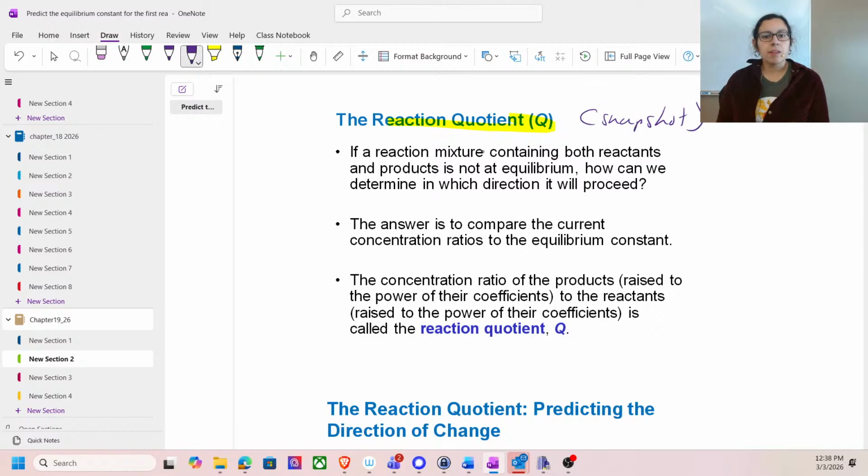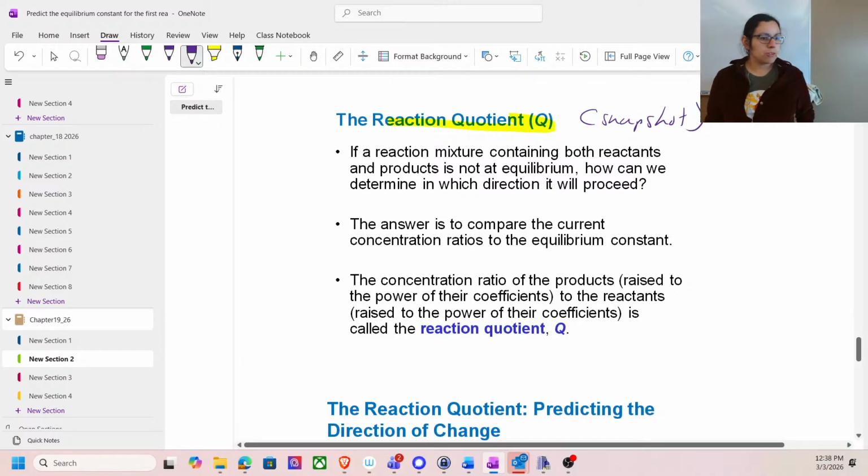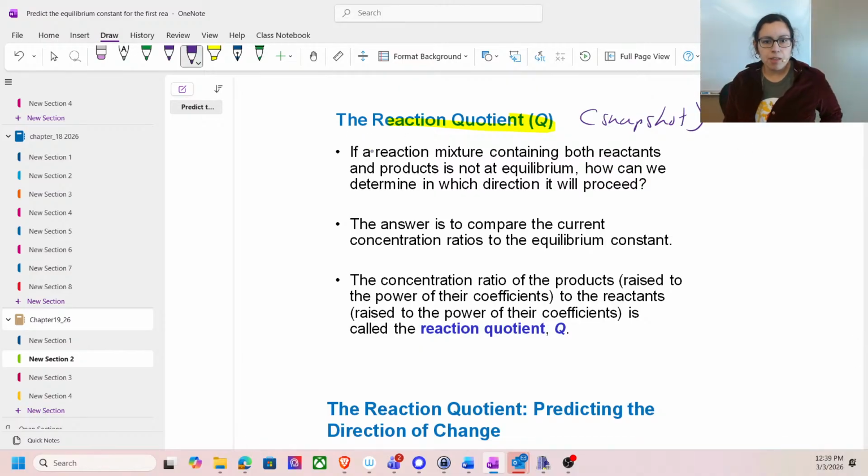Well, let's kind of back up. You guys have brought up the concern: how do we know which direction it's going? So we have a reaction mixture and it contains reactants and products. It's not at equilibrium. So how can we determine in which direction it will proceed?